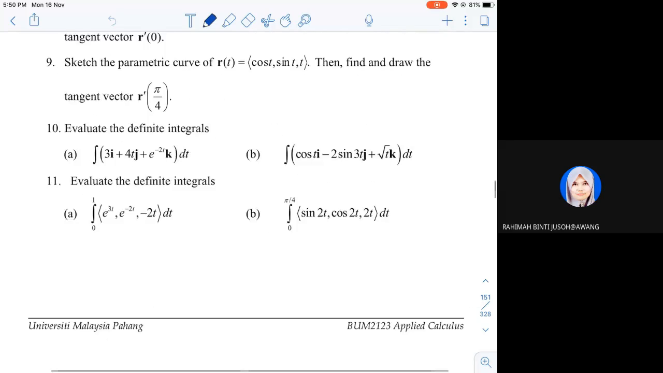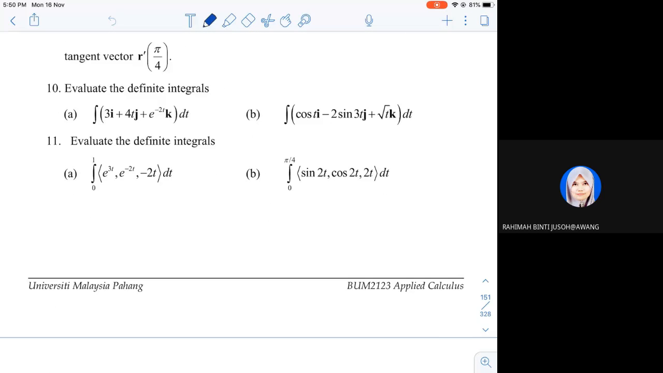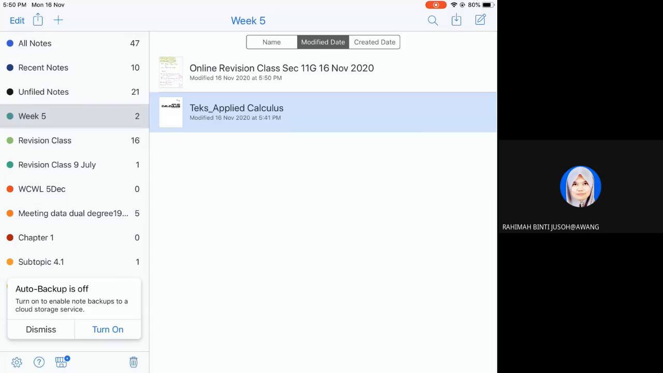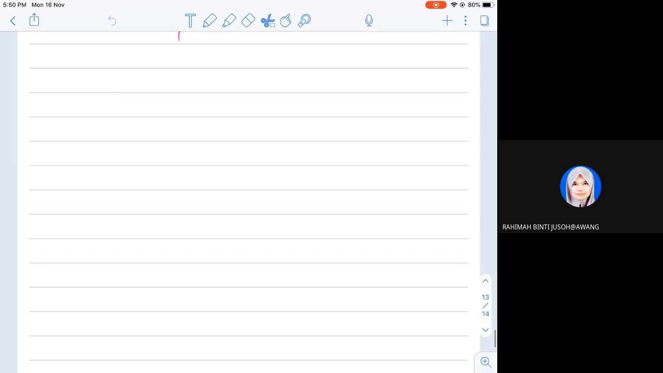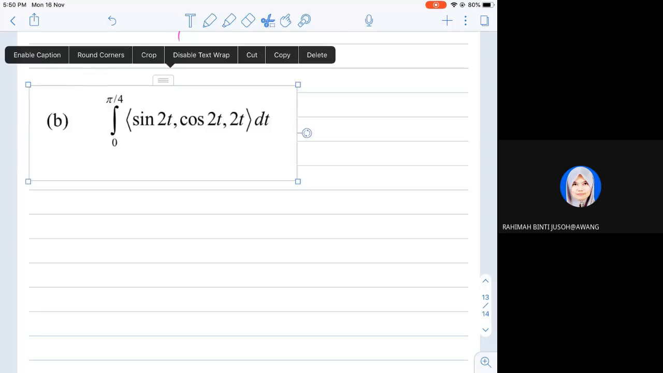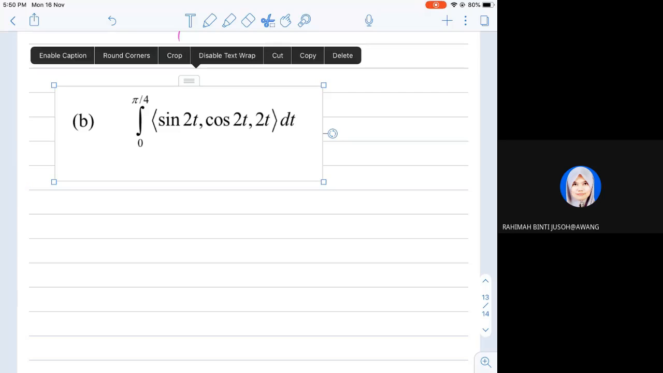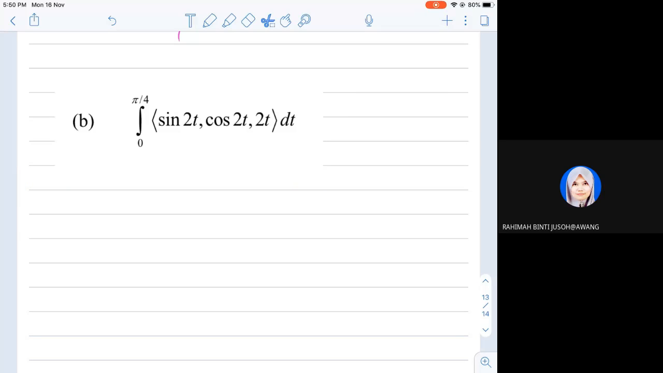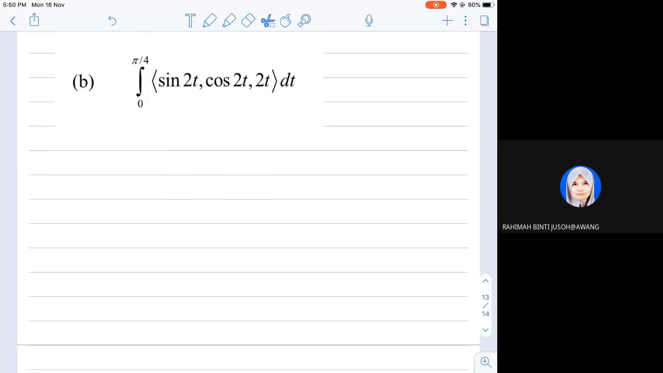Next, what do we learn? Integration. Yes, integration. Let's say we do question number 11B. Okay, integration of a vector function. Earlier was the derivative, now integration. Again, we do it component-wise, the i, j and k components.